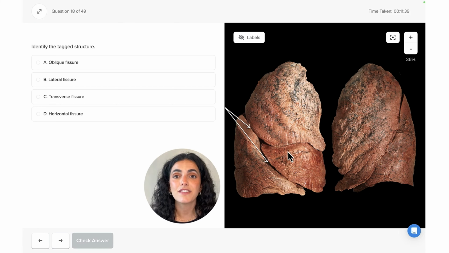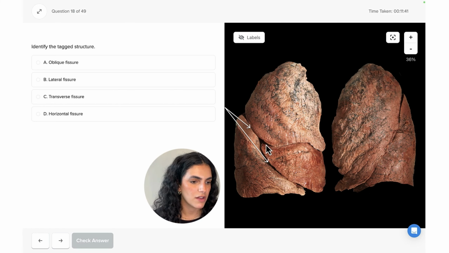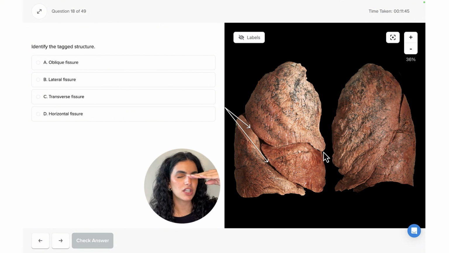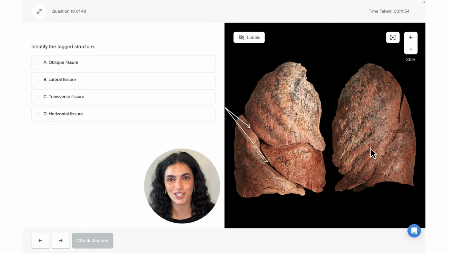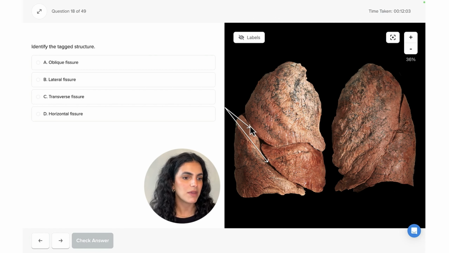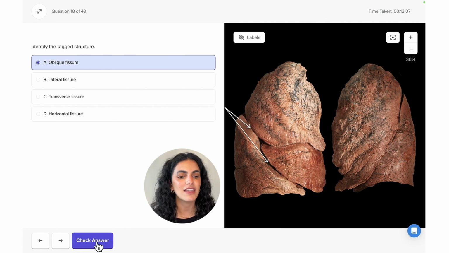As I said, these fissures are named based on their direction. This one travels more horizontally, more straight in this direction, versus the others, like this one and this one, which travel more obliquely or on an angle. So these are named the oblique fissures. So in terms of our question here, because this one is traveling on an oblique angle, this is going to be the oblique fissure.